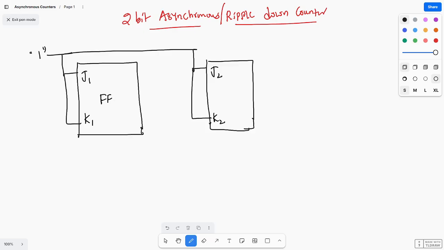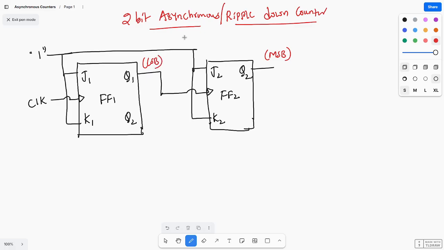So flip flop 1 and flip flop 2, and here the clock is given directly to the first flip flop, and here you have Q1 and Q2. In the down counter, Q1 acts as the clock for the next flip flop. This is Q2, the MSB of the flip flop, and this is the LSB. The LSB will always toggle.